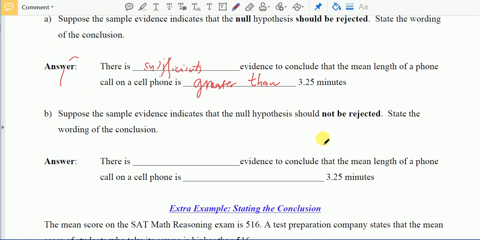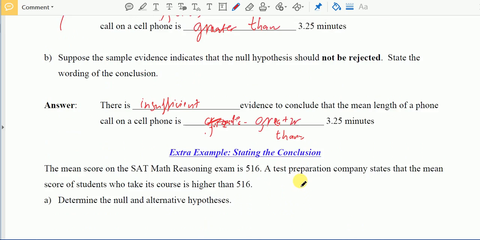Now, suppose that the sample evidence indicates that the null hypothesis should not be rejected. If it should not, then there is insufficient evidence to conclude that the mean length of a phone call on a cell phone is greater than 3.25. Okay. Now there's one extra example.